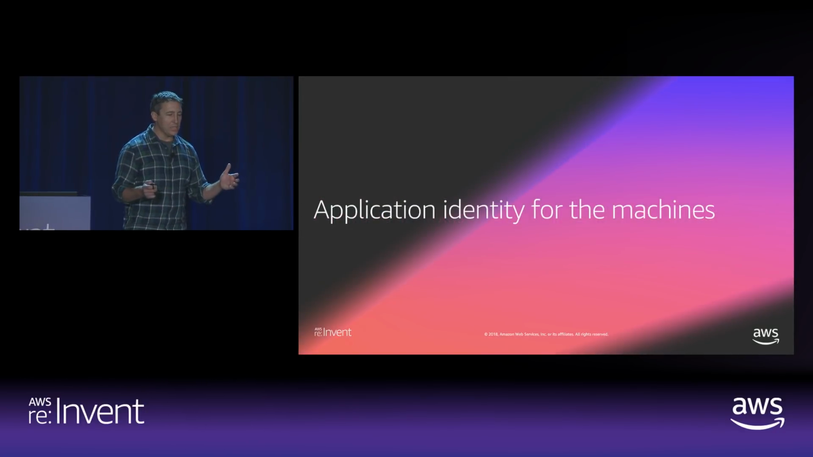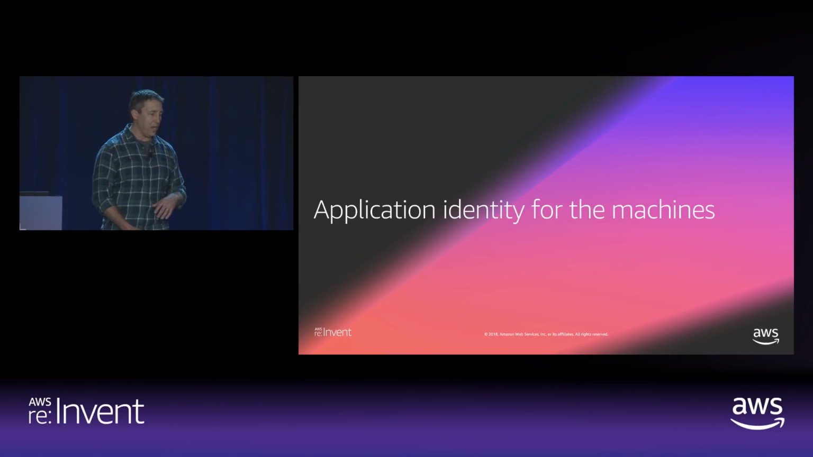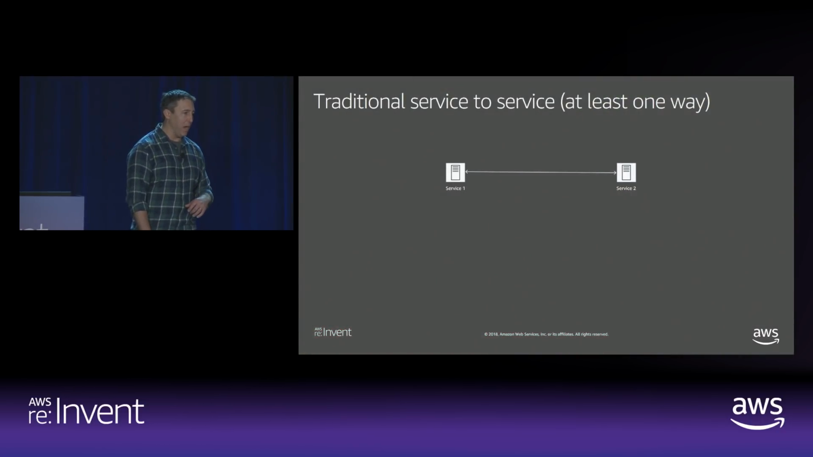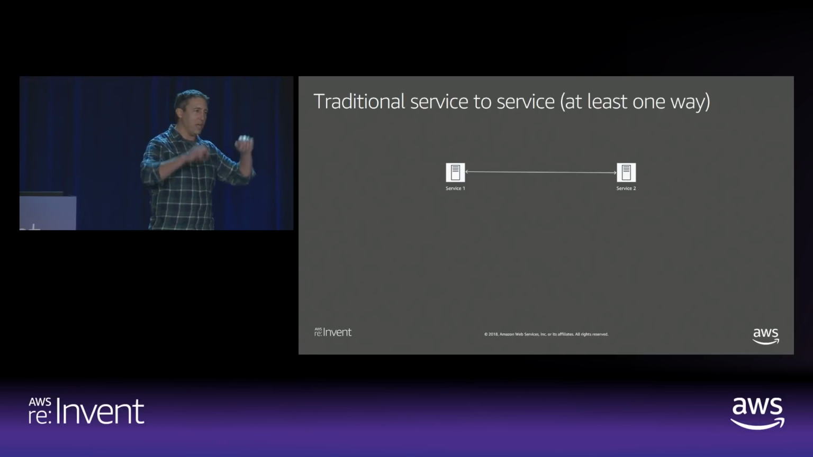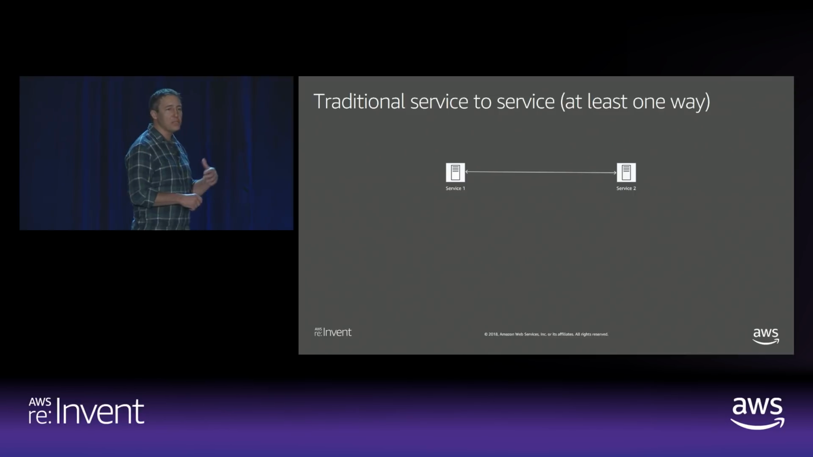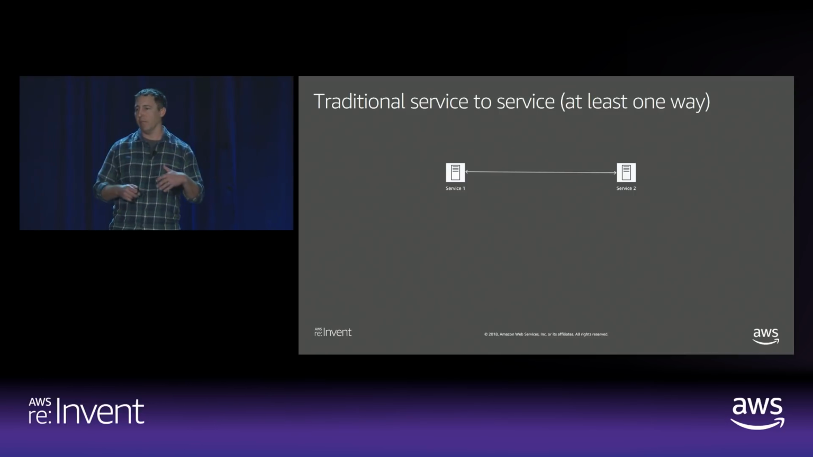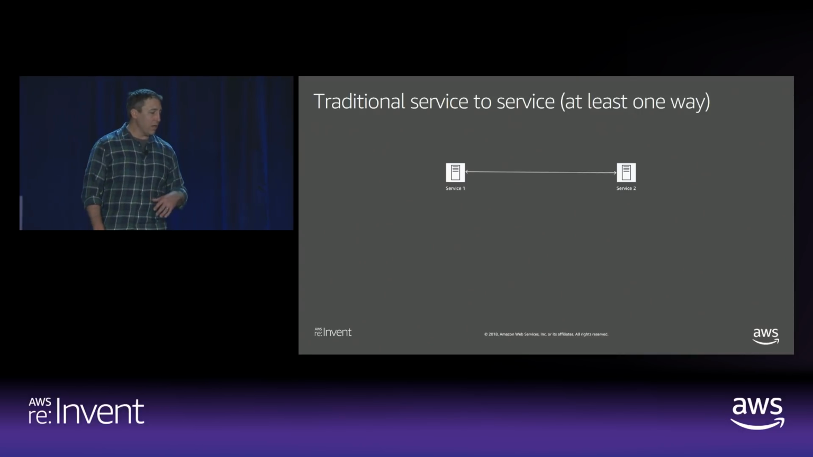Okay, that is a super quick tour, and we'll see more in the demo of identity for the apps. Let's talk a little bit about identity for the machines. Again, this is where we're up at the application layer, but we've got a service. It might be a batch job. It might be a headless API. It might be event-driven computing. It can be just about anything.